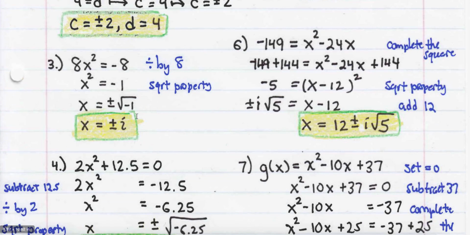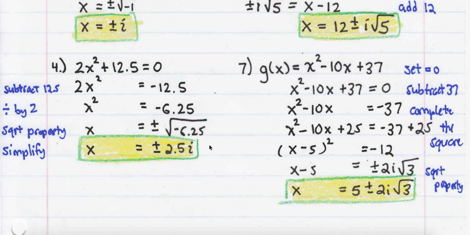Number 3, step 1 is to divide both sides by 8. So you get x squared equals -1. Next step, use the square root property. So you get plus or minus the square root of -1. And the square root of -1 is what we're calling i, the imaginary unit. So the solutions are x equals plus or minus i.